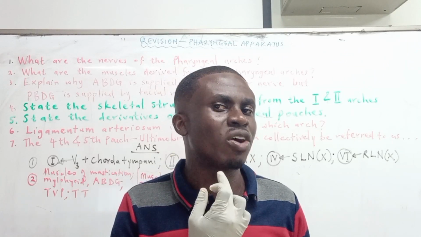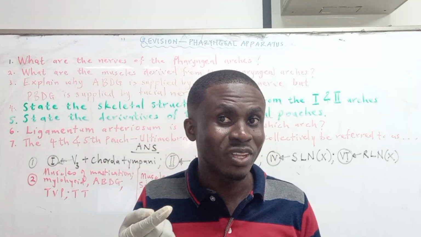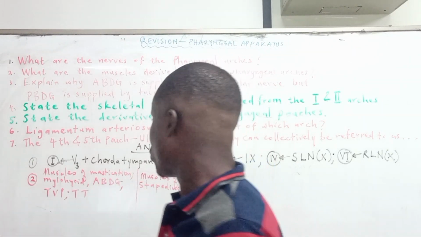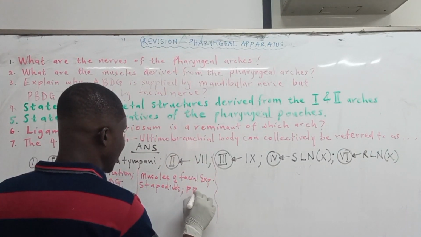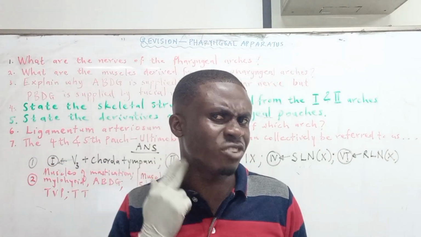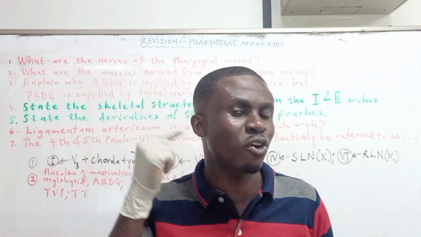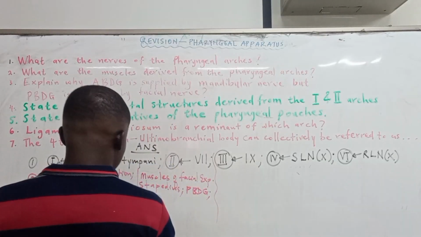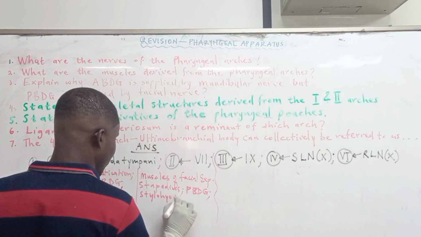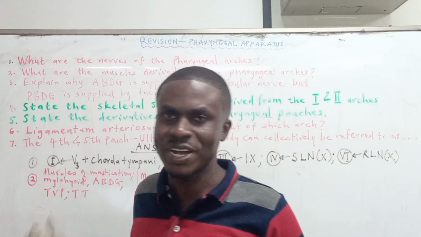Now, we have the anterior belly of digastric. We also have the posterior belly of digastric. And the posterior belly of digastric is not derived from the first arch. It is derived from the second arch. And my friends, the posterior belly of digastric muscle always runs with one muscle, which we call the stylohyoid muscle. So my friends, put down stylohyoid muscle as well.